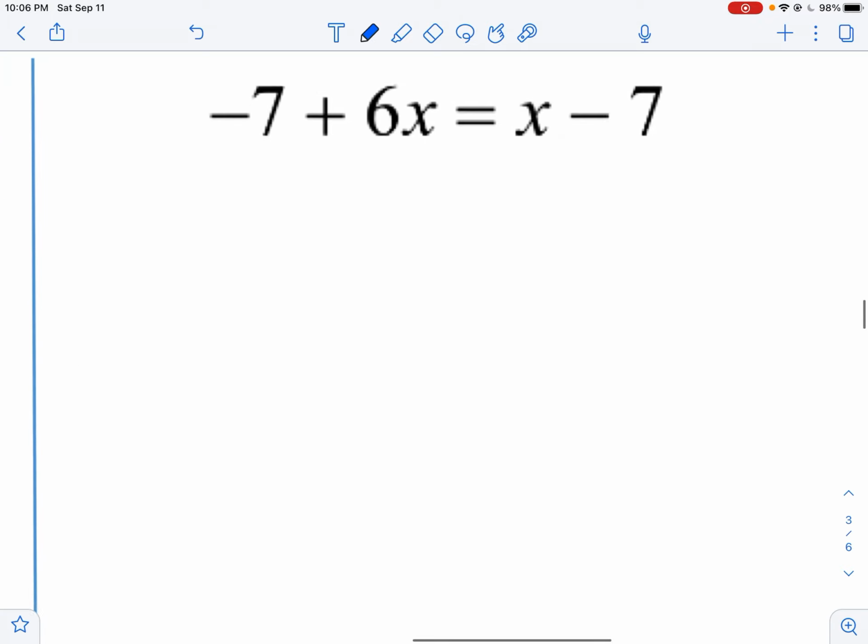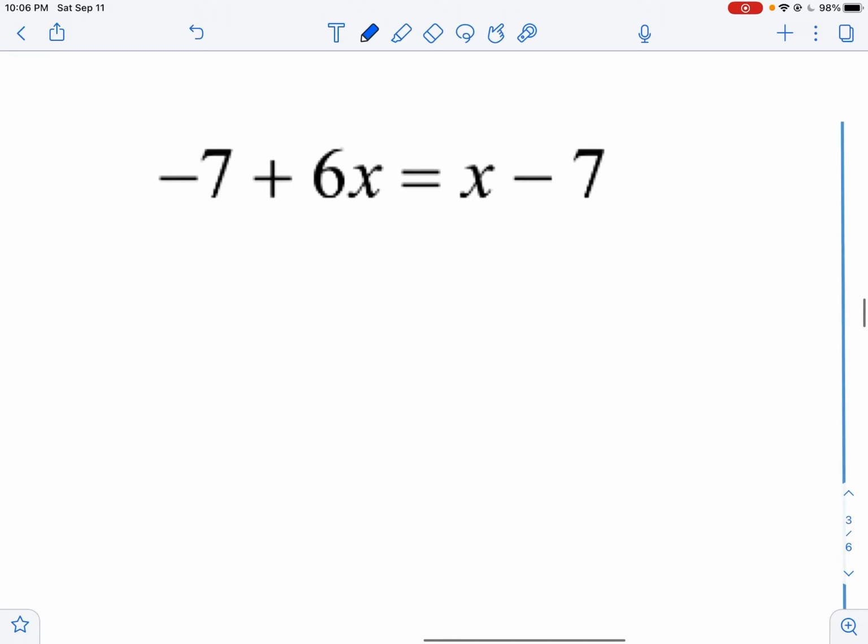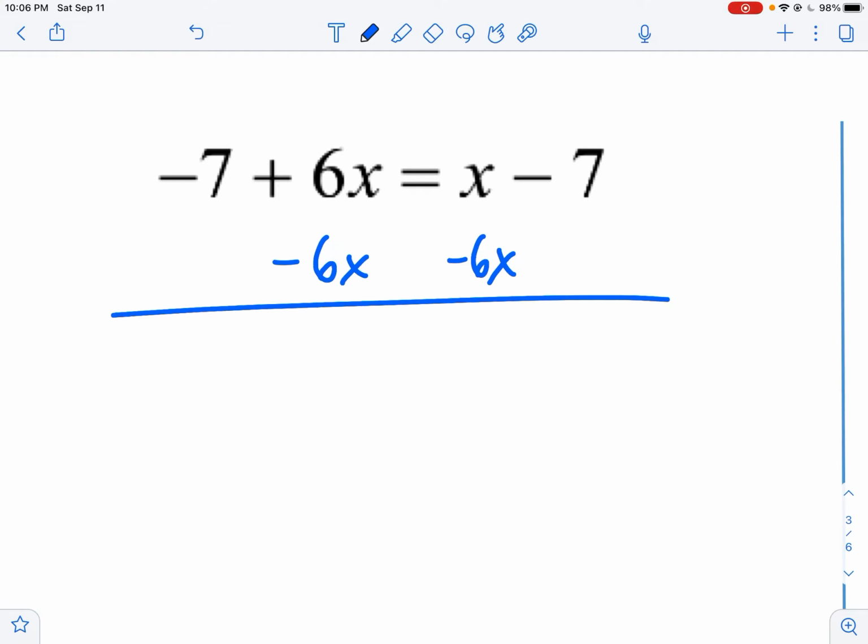Let's jump over here to the next one. Again, pause the video, see if you can solve it. This one doesn't even have a tricky thing about it, but give it a shot. Good luck. All right, so this time I'm going to choose to put all my variables on the right side. So I'm going to subtract 6x on both sides. You could have put all the variables on the left, and that's okay. You'll get the same answer. So I'm going to do that.